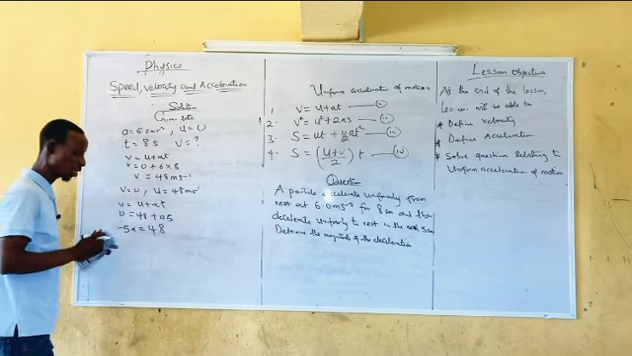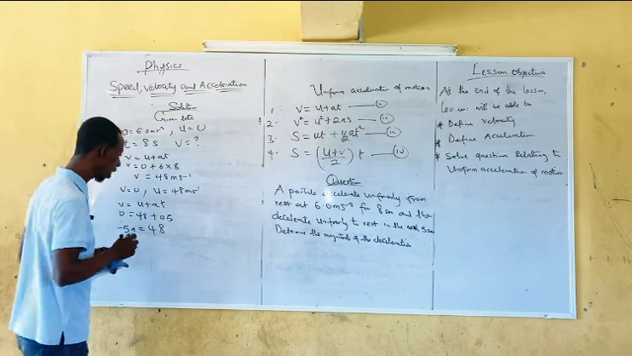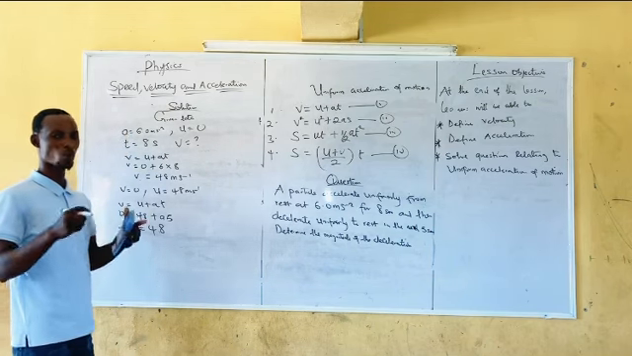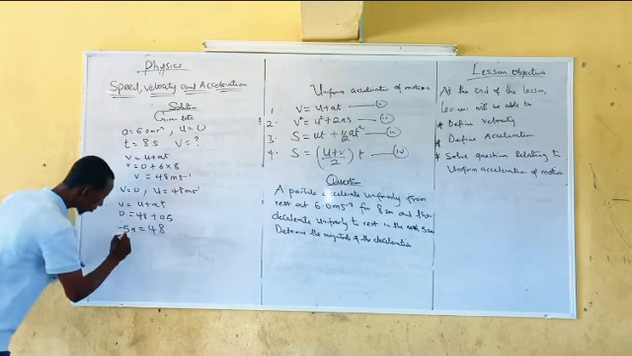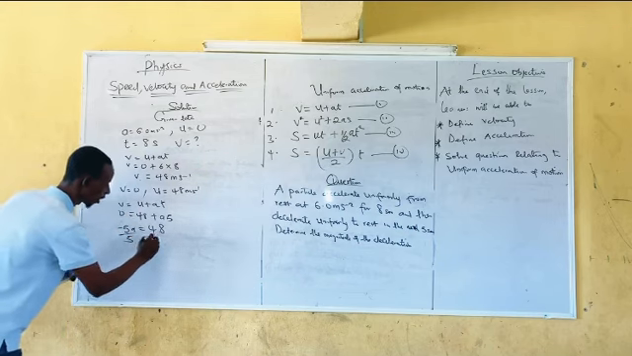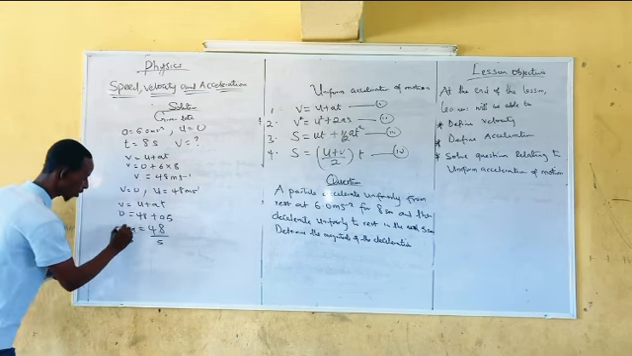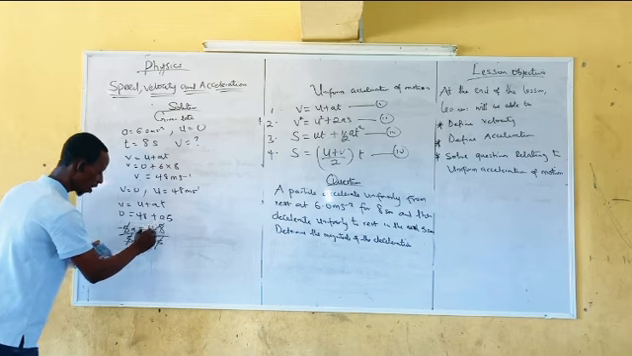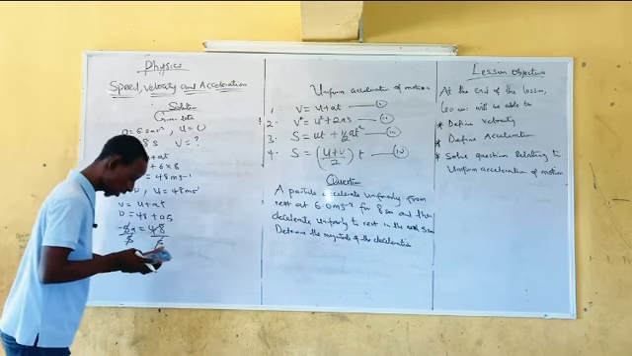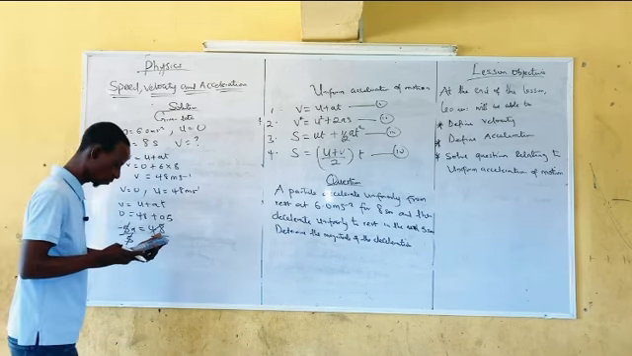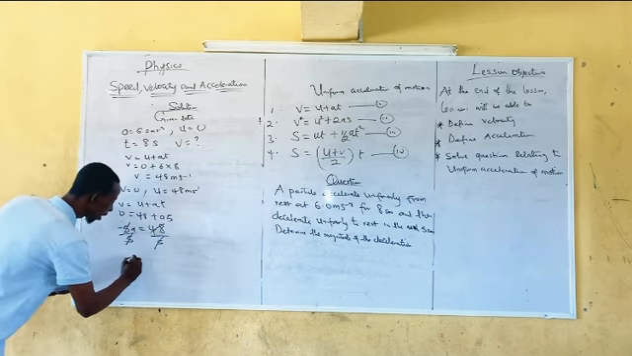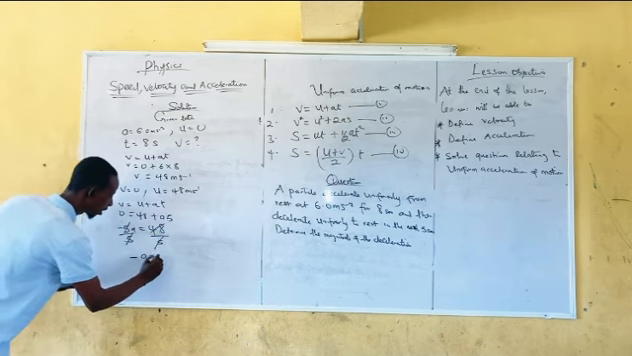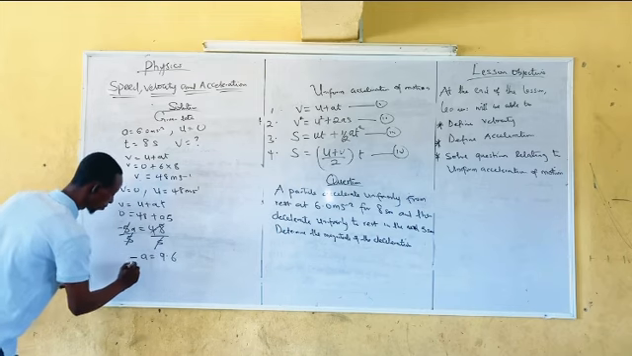So now, we want to make a the subject of the formula. Divide both sides by the coefficient of a, which is minus 5. 5 cancels 5. 48 divided by 5 is 9.6. Now, our negative acceleration is 9.6.